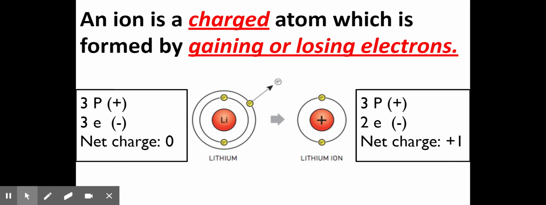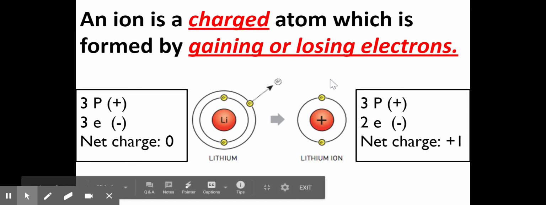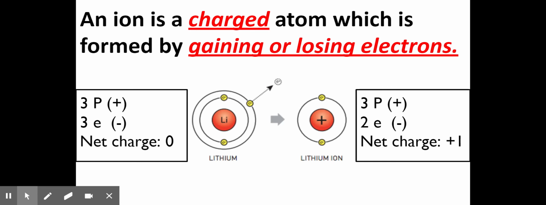Again, right now, you just need to know the concept. Please write this sentence in your notebook. And eventually we're going to learn a lot more. We're going to practice how to figure out the charge.